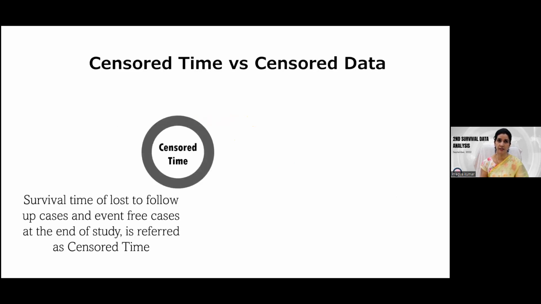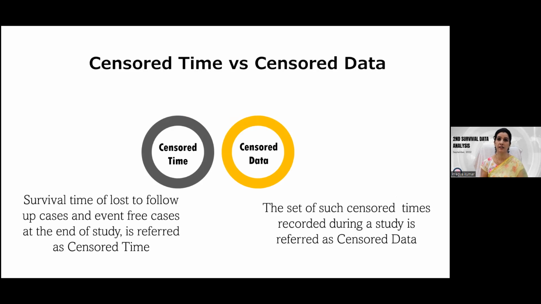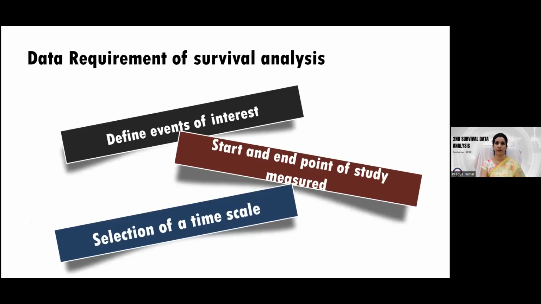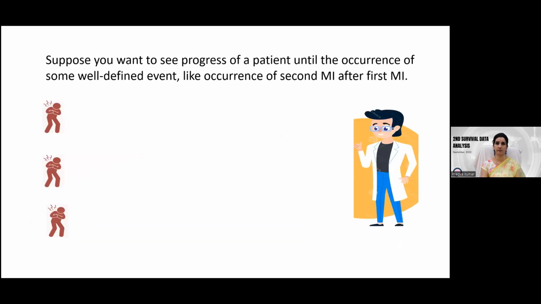Now there is a censored time and censored data. So survival time of loss to follow-up cases, or where we could not have the event, is referred as the censored data. And the set of such censored time recorded during the study is known as the censored data. For the data requirement of survival analysis, you should define what is the event of interest. You should have the start and end point of the study, and you should select the time scale.